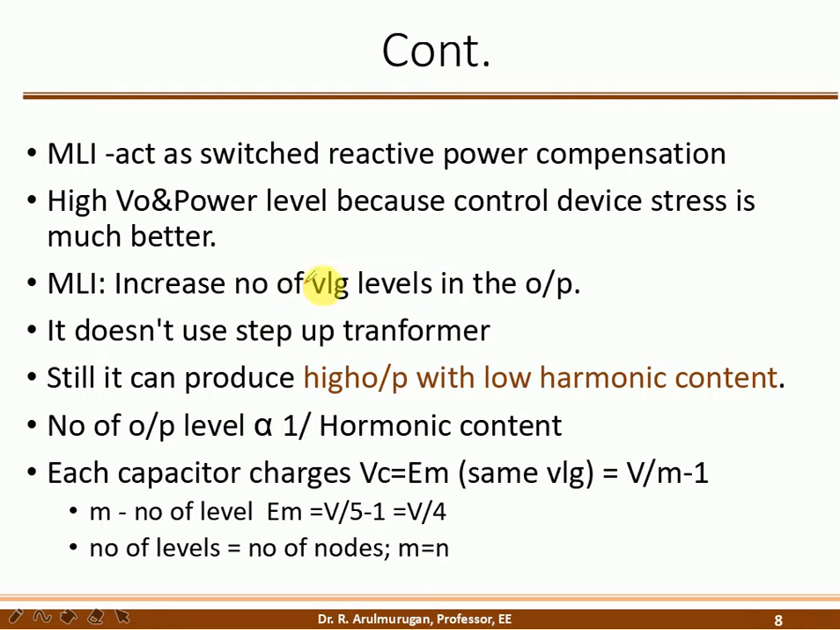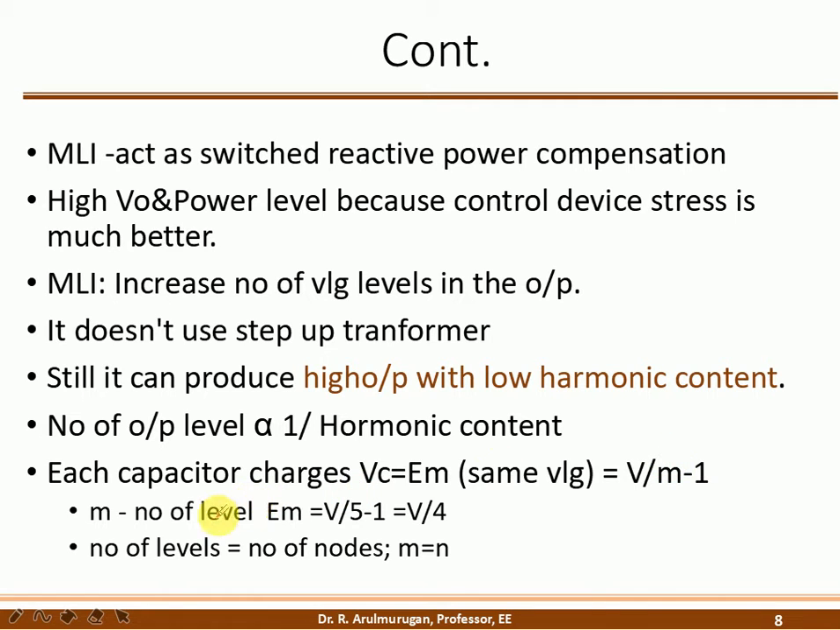Okay, it does not use any step up transformer, but the output voltage is high voltage. How do you get it? By connecting a number of switches in series. So it produces high output voltage and low harmonics content. So this is the plus point of the multi-level inverter. If you want the number of output levels to increase, the harmonics content decreases. So each capacitor charge is denoted: capacitor voltage is equal to V divided by M minus 1, where M is the number of levels you substitute.